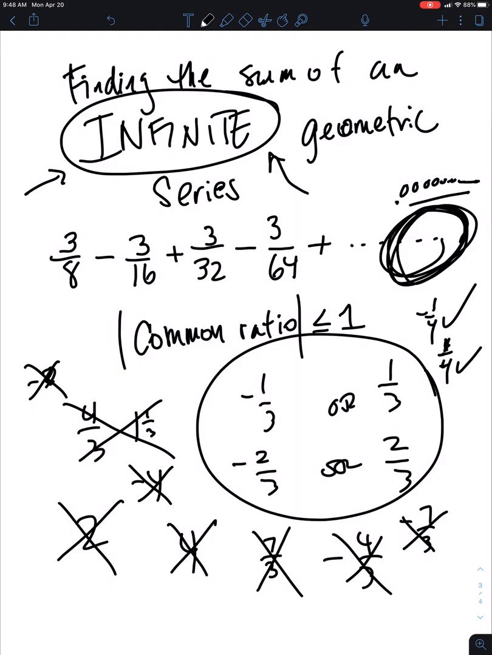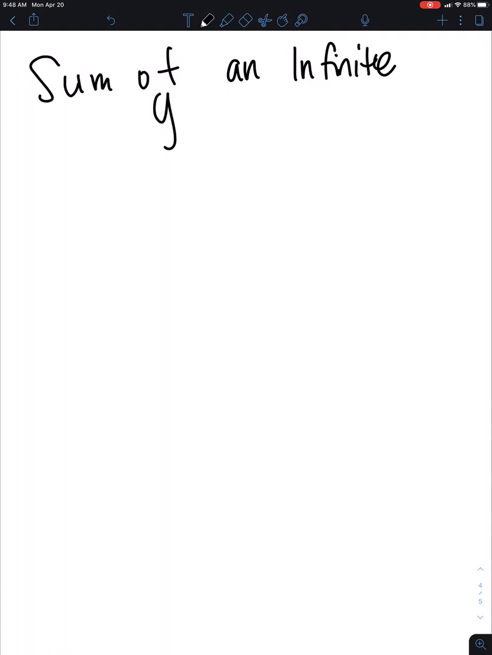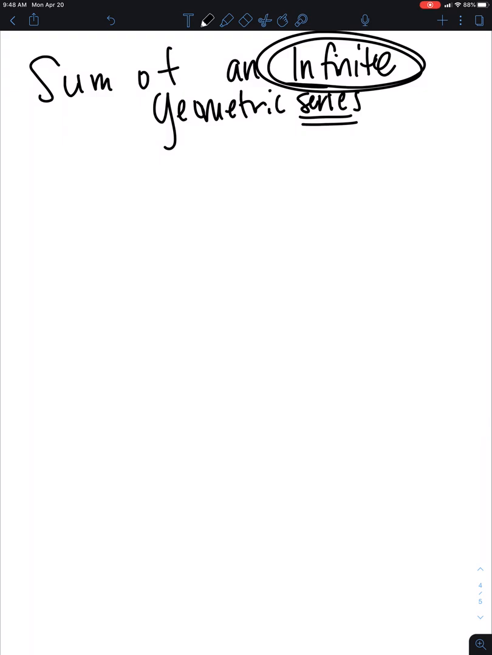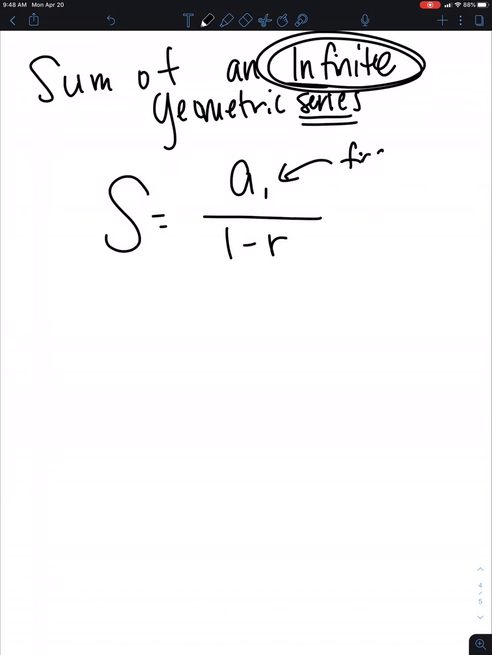Okay? So again, there's a formula for this. Let me give you the formula. I need to write this down. So sum of an infinite geometric series. Series is what makes it look a little different, but infinite's the word we're looking for here. So the sum is A1 over 1 minus R. Again, A1 is the first term, and R is the ratio. Absolute value has to be less than or equal to 1, remember?